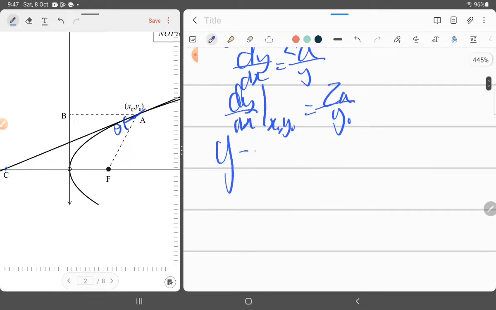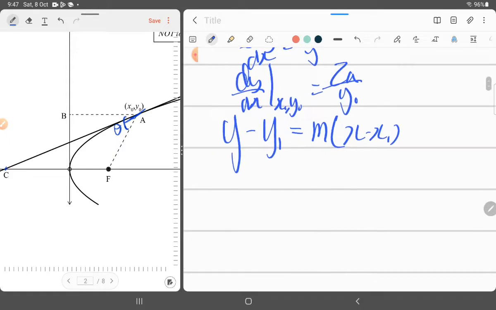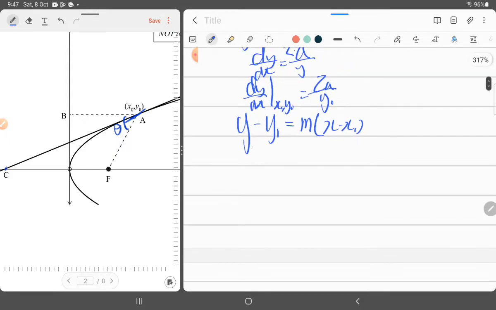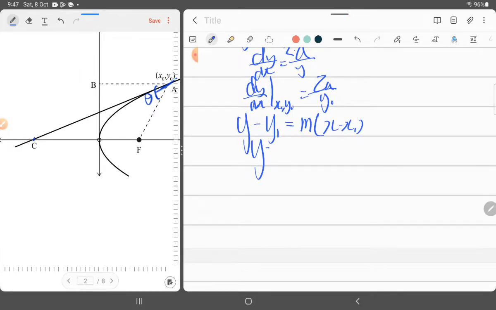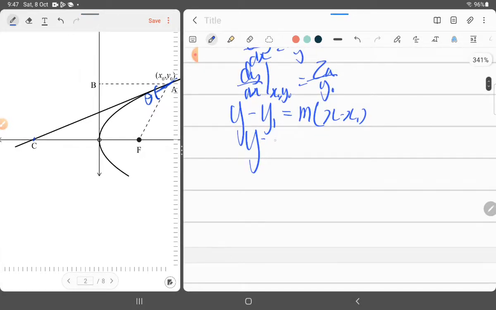Then y take away y1 is equal to m brackets x take away x1. Actually no, we can't guess that. y take away y0 is equal to 2a over y0 brackets x take away x0.